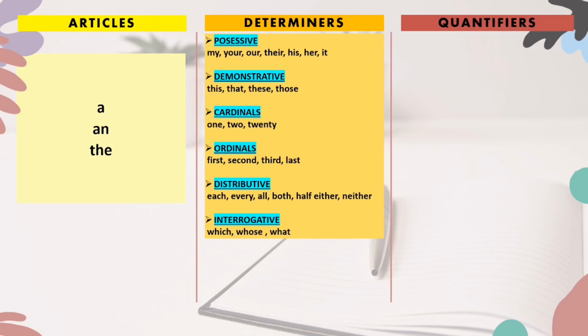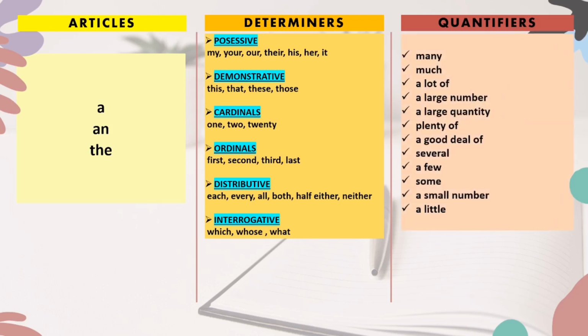But if you can't remember the names, it's alright. Okay, but you need to know how to use these determiners. Okay, last one are quantifiers. Quantifiers, okay, are words like many, much, a lot of, 很多的意思, a large number, a large quantity, plenty of, a good deal of, several, a few, some, a small number, a little. So these are called quantifiers.